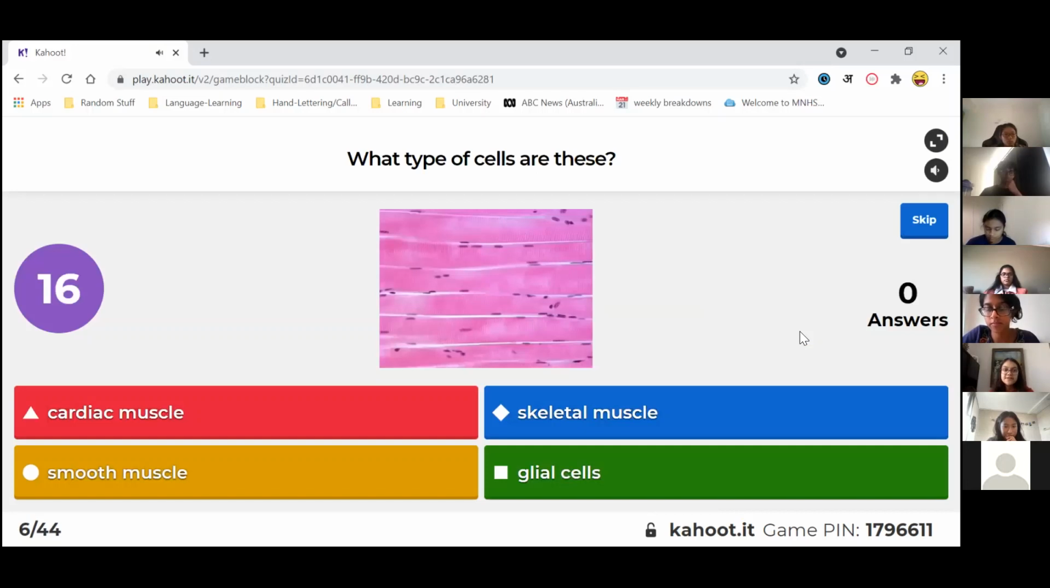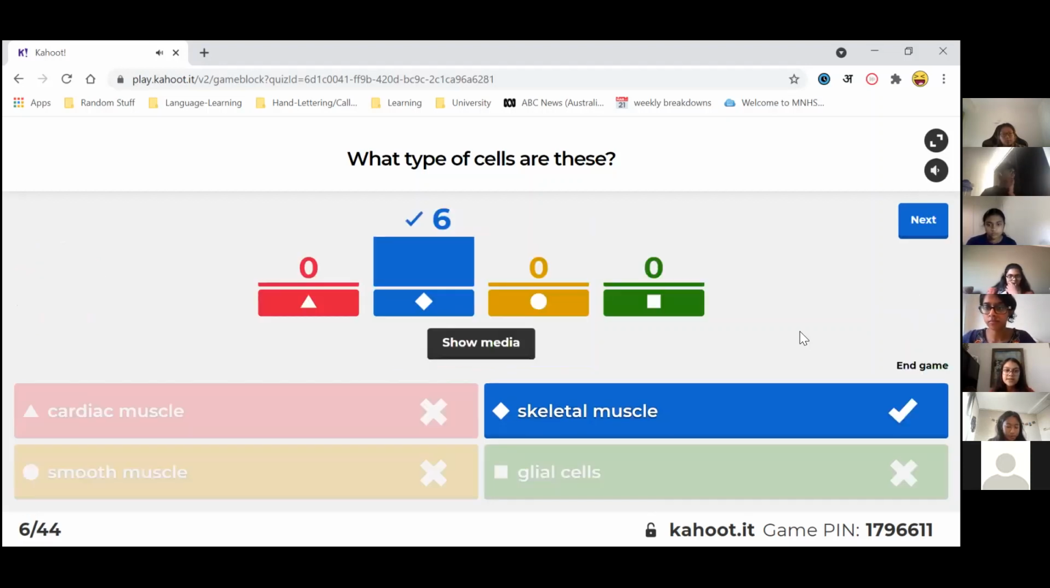So just which type of cells are in the image? So those were striated cells with peripheral nuclei, so they'll be skeletal muscle. Cardiac muscle would have had the junctions between them, and smooth muscle is not striated. And glial cells don't have that kind of appearance.